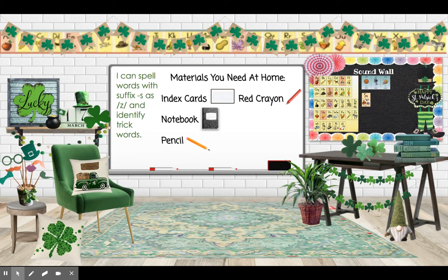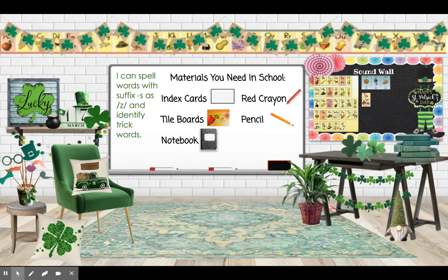The materials you will need at home are index cards, a red crayon, your notebook, and a pencil. The materials you will need in school are index cards, a red crayon, the tile boards, a pencil, and a notebook. Today's objective is I can spell words with suffix s as z and identify trick words.